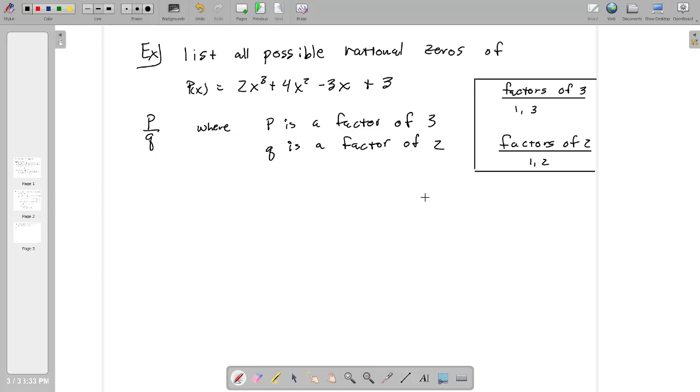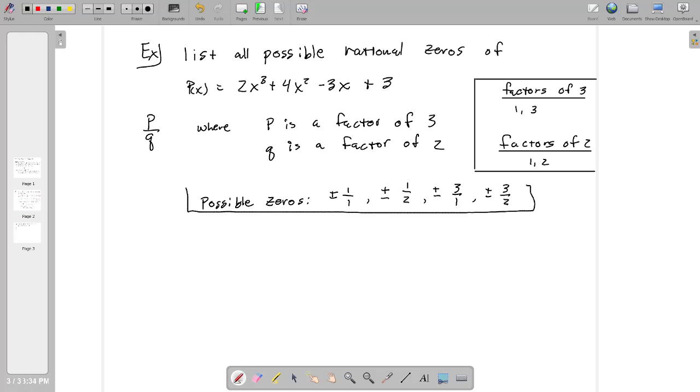So all of our rational zeros will be of the form one of these numbers divided by one of these numbers. So we're going to list all the possible combinations. So the possible zeros will be plus or minus 1 divided by 1, plus or minus 1 divided by 2, plus or minus 3 divided by 1, and plus or minus 3 divided by 2. So this is it. These are all the possible rational zeros of this polynomial.